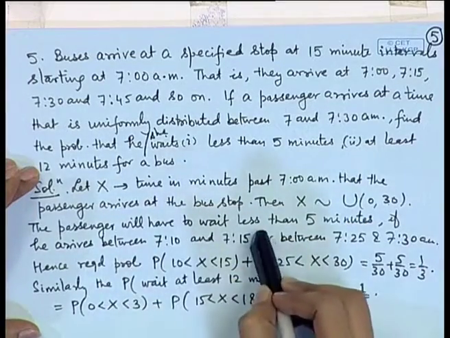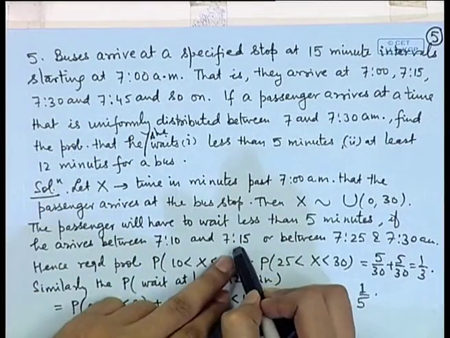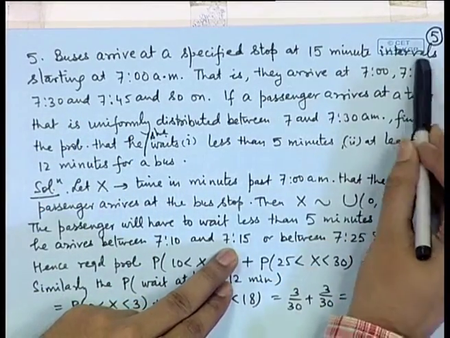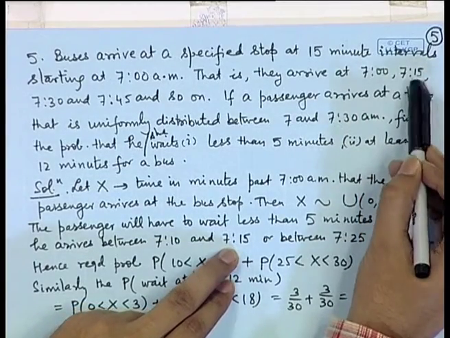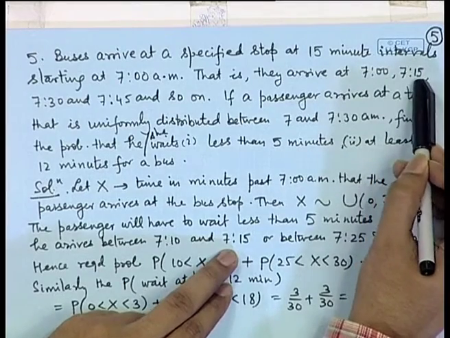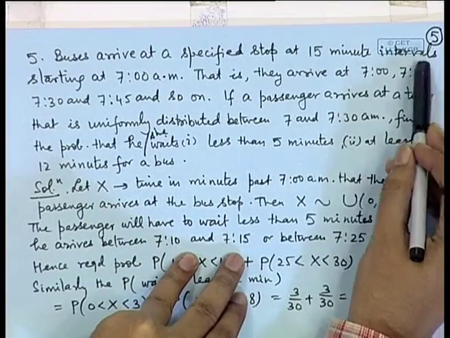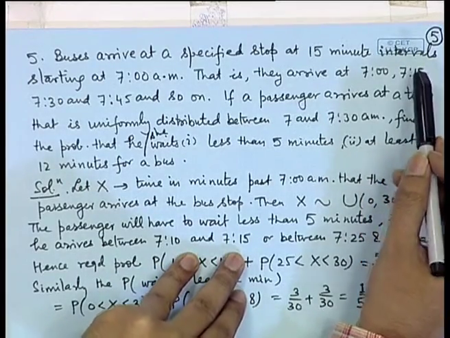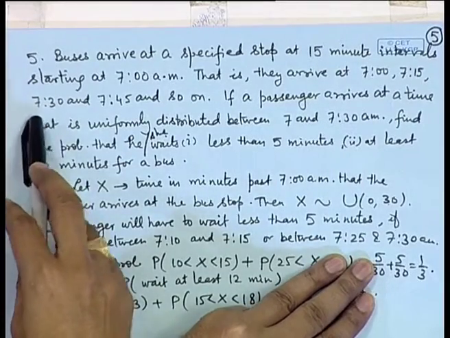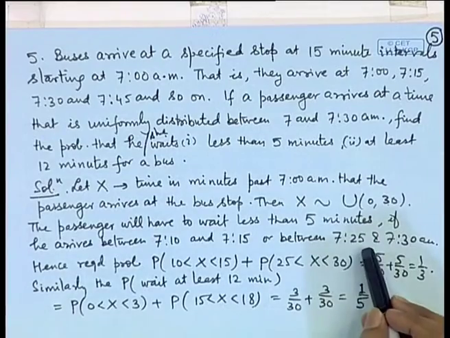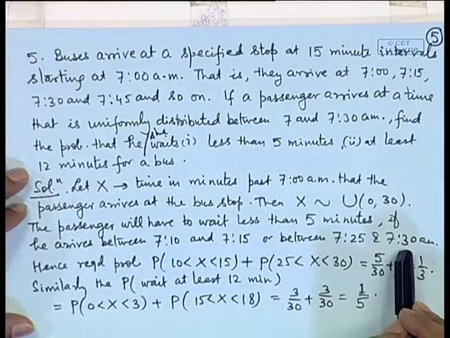The passenger will have to wait less than 5 minutes if he arrives between 7:10 to 7:15, because the next bus is at 7:15. So, if he arrives at say 7:05, then he will have to wait for 10 minutes. If he comes at 7:07, then he has to wait for 8 minutes and so on. So, if he arrives between 7:10 and 7:15, he will get a bus in less than 5 minutes. Similarly, after this bus departs, then the next bus comes at 7:30. So, if the passenger arrives between 7:25 to 7:30, then he will have to wait less than 5 minutes.